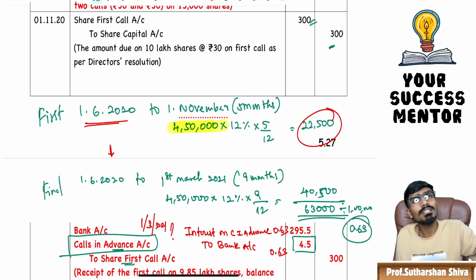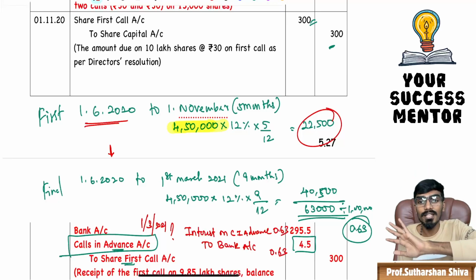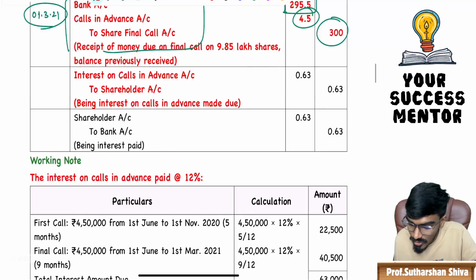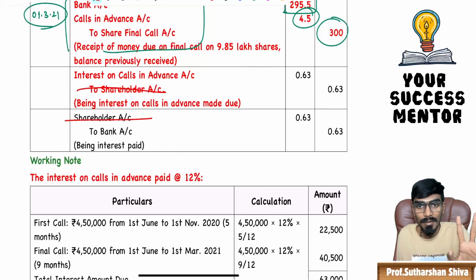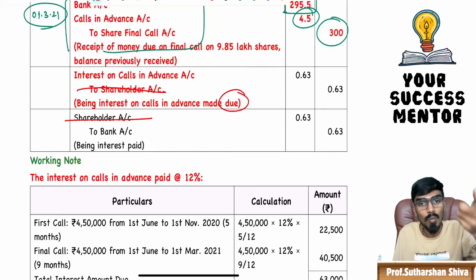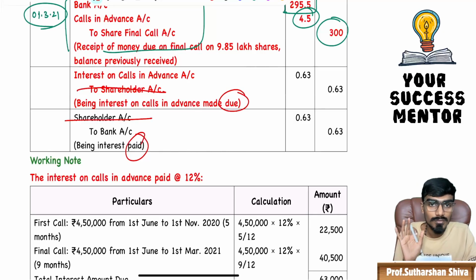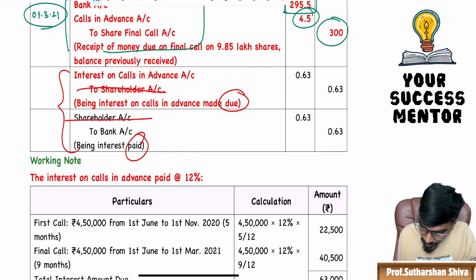But in academics, as a company they will pay the interest only at the last time; they will be utilizing the money, and at the final adjustment they will do it and then pay you the interest. That's why one final entry is to be passed: interest on calls in advance to bank. Or in the exam, if you want, you can create one due entry and then one more entry for payment; that's up to you. Combinedly, pass one entry: interest on calls in advance to bank.